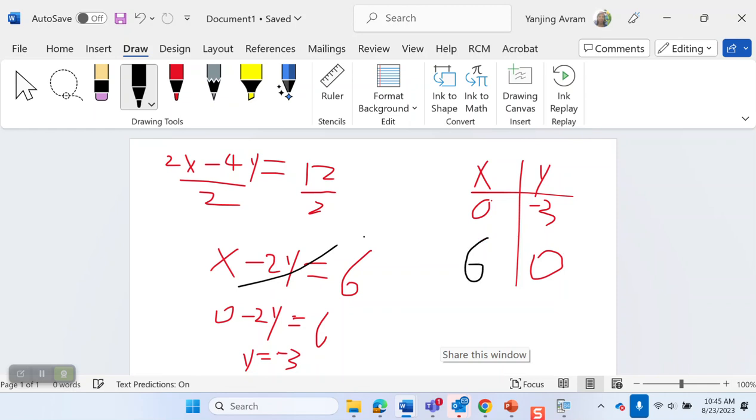All right, so I can graph this one on my own. X is 0, y is -3, so it should be right here. And when y is 0, x is 6, so it should be right here. So this graph should look something like that.